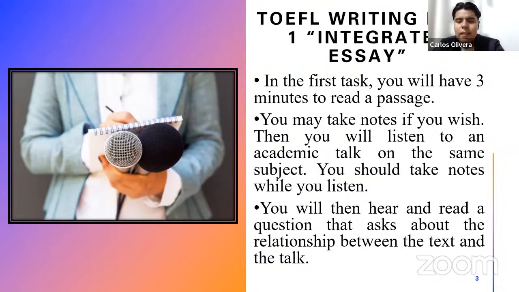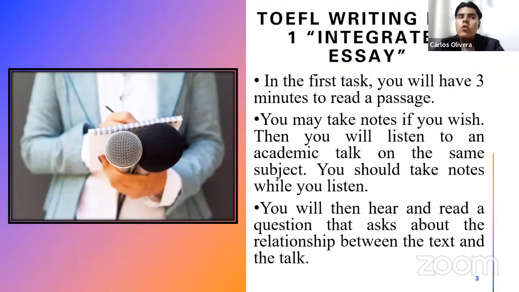That is, it's an essay. They call them essays. And of course, I think they are essays because they have a structure that, don't worry, I'm going to share with you, all right? I'm going to teach you how to write this, so don't worry. Well, as I say, in this first task, you will have 3 minutes to read a passage, and this passage is going to be your first information source, okay?